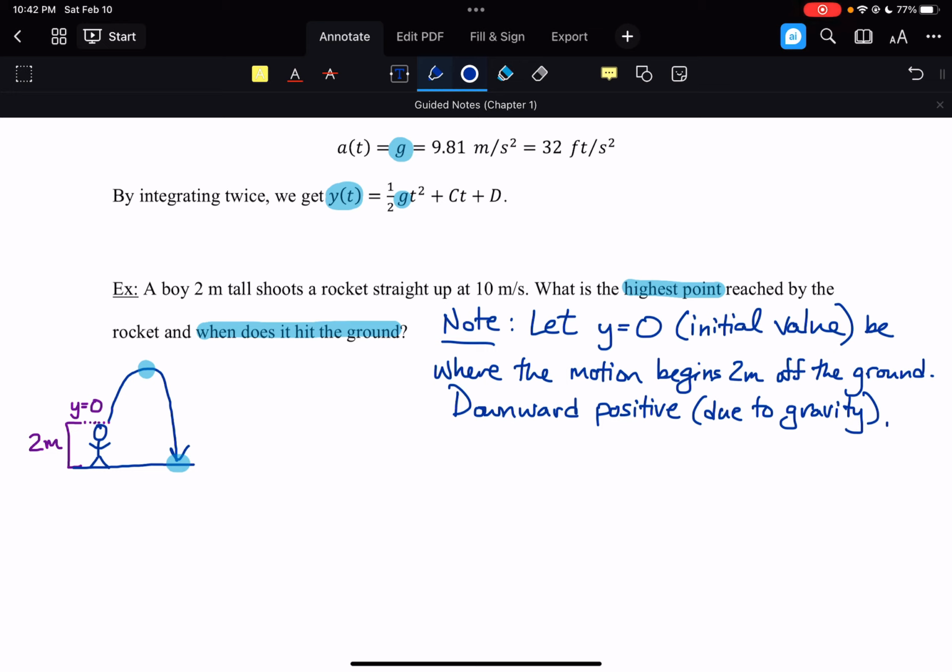All right, so let's get some setup in here. Since y of 0 equals 0, our initial position at time 0 is 0, right? It hasn't been launched yet. In our equation back here, y of 0 would be 0 plus 0 plus d. So that just gives us d is 0.